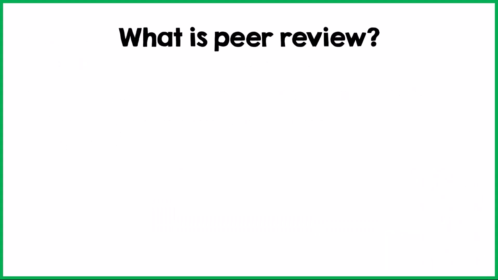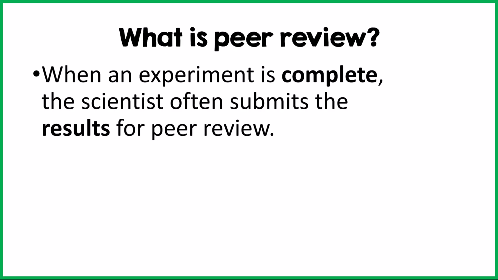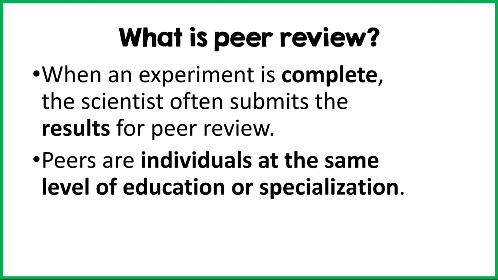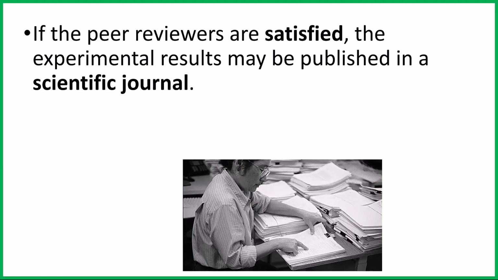So what is peer review? Well, when an experiment is complete, the scientist often submits the results of the experiment for peer review. And peers are individuals at the same level of education or specialization as whoever is the scientist running the experiment. You also, of course, have peers that are at the same level of education as you in your high school. Those would be your peers. If the peer reviewers are satisfied, the experimental results may be published in a scientific journal.